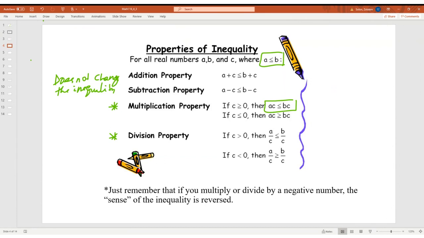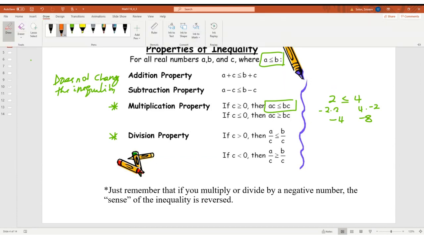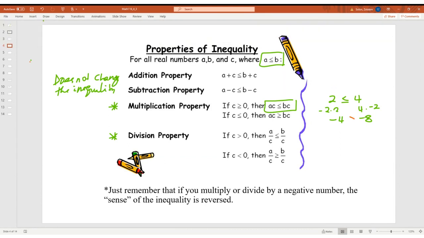So let's say I have again 2 and 4. 2 is less than or equal to 4. That's true. Now let's say I multiply both sides by negative 2. So negative 2 times 2 and 4 times negative 2. Negative 2 times 2 is negative 4. 4 times negative 2 is negative 8. Now if you compare the two, negative 4 is greater than negative 8. It's not less than now. You switch the inequality, so it becomes greater than or equal to.